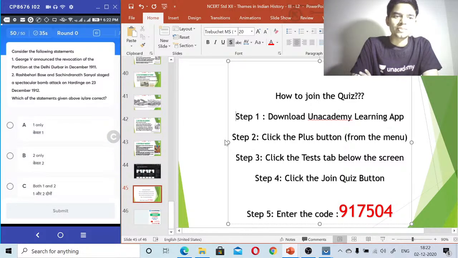50. Last question. Consider the following statements. One, George V announced the revocation of the partition of Bengal at the Delhi Durbar in December 1911. Two, Rashbihari Bose and Sachindra Sanyal staged a spectacular bomb attack on Hardinge on 23rd December 1912. Select the correct answer. Last question for the day, guys.